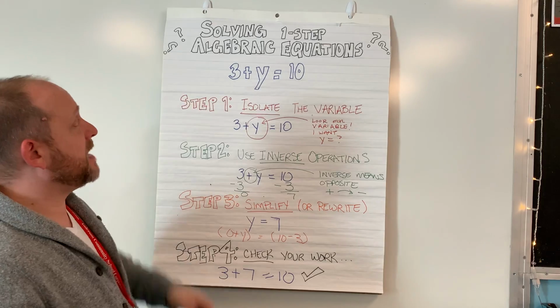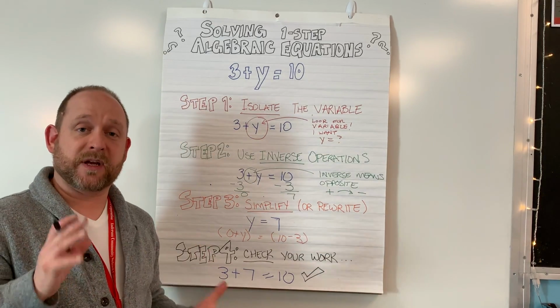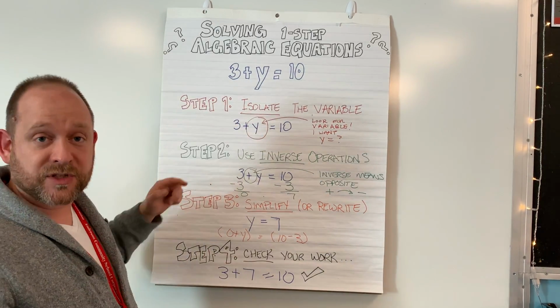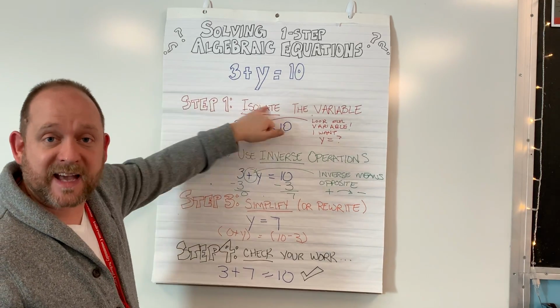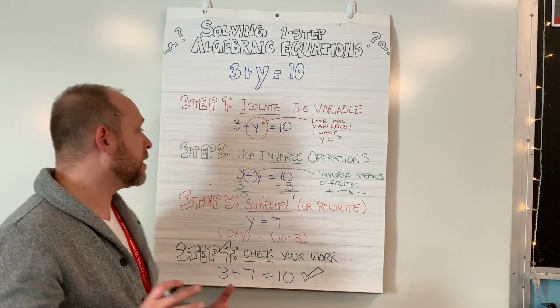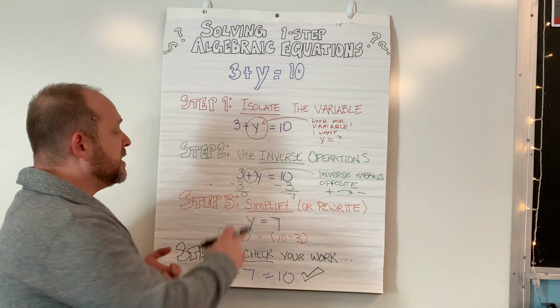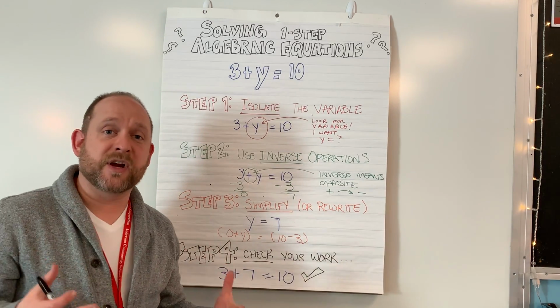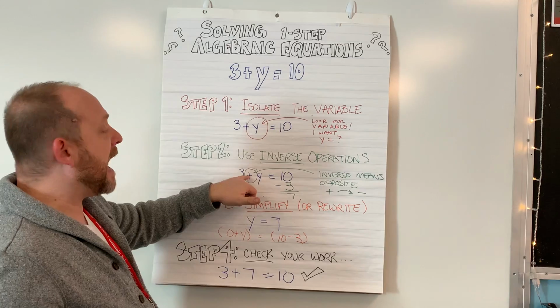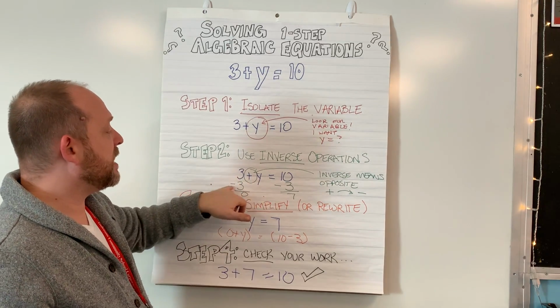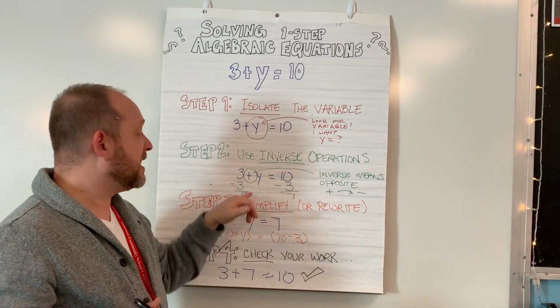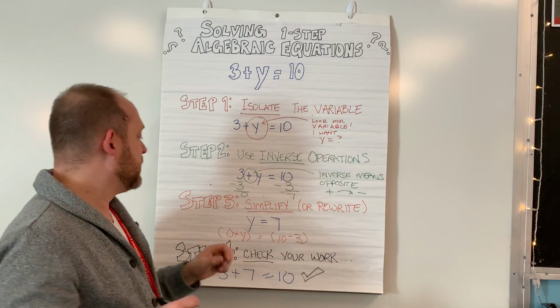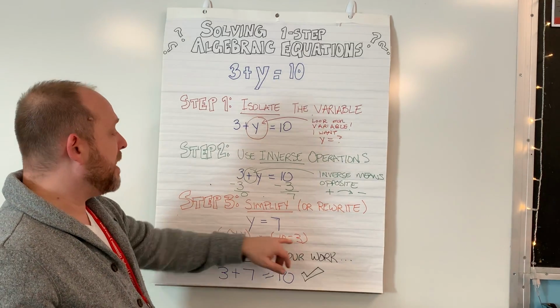All right, there you go. Those are the basic steps to solving any one-step algebraic equation. Again, you're going to figure out what you're searching for. That is the variable. You want to isolate that guy so you know what you're looking for. Then we want to use the inverse operation of whatever we're doing. In this case, we were adding 3 to our variable, so if we take 3 away from both sides, well, that gets the variable by itself. And then we just rewrite it and make it look nice and neat.